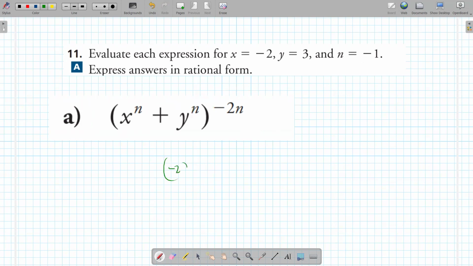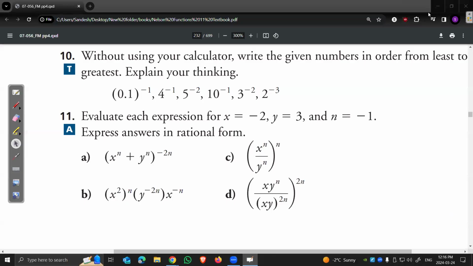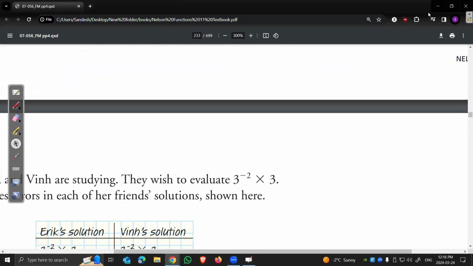So negative 2 to the power negative 1 plus 3 to the power negative 1, all to the negative 2 times negative 1. So this becomes 1 over negative 2 plus 1 over 3, squared. So you can just do this in the calculator. 1 over 3 minus 1 over 2 is negative 1 over 6. And you square that, the answer is 1 over 36. And you're done. These are honestly all the same questions.